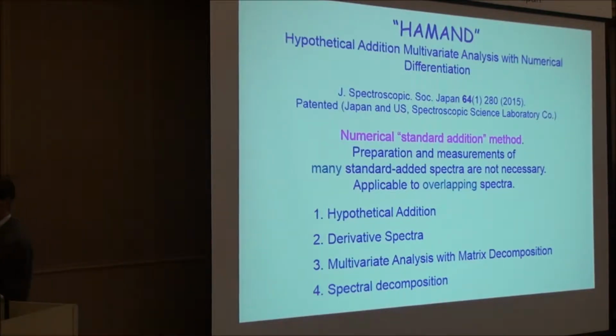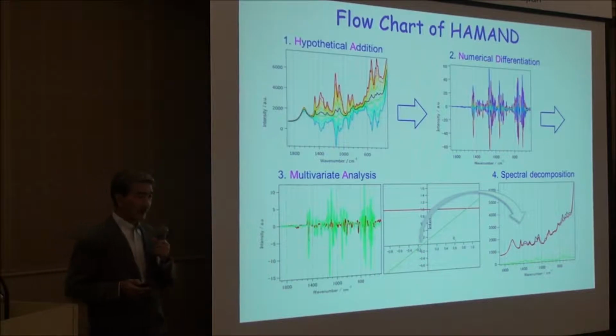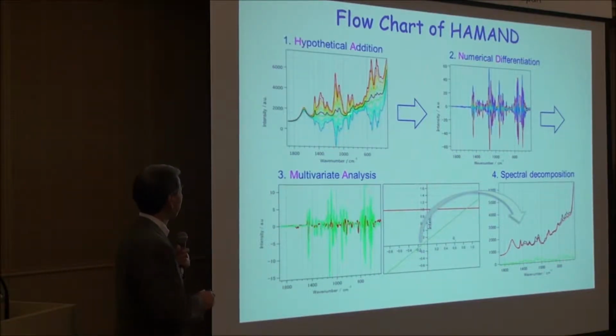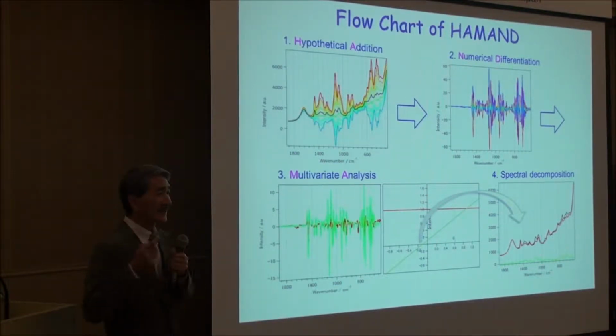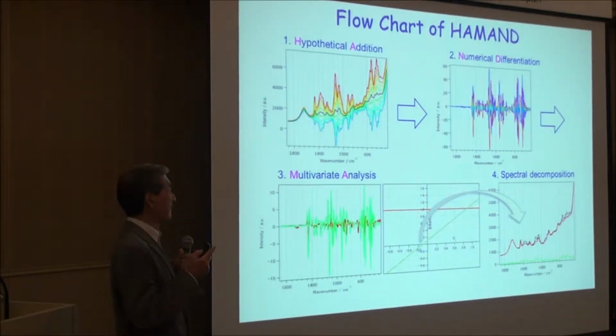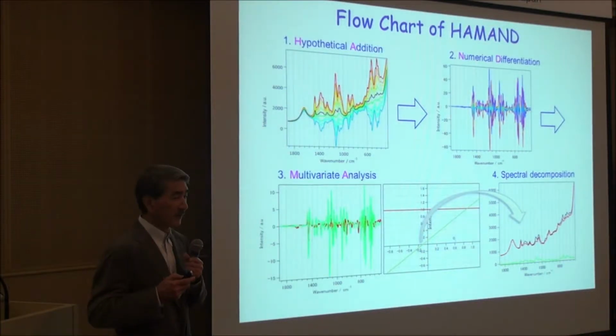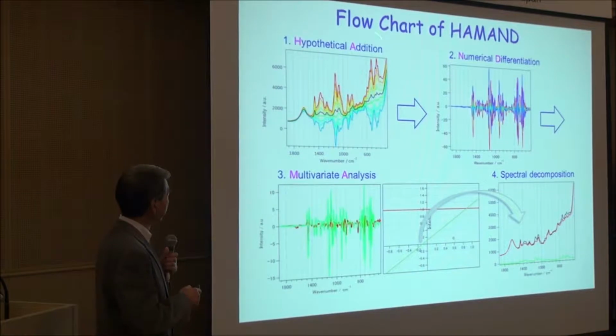I show you the flowchart of HAMAND. So here, black is the observed spectrum, and we hypothetically add a known target spectrum with different coefficients. So we produce, for example, 1,000 spectra with 1,000 different coefficients. So we get 1,001 spectra like this. And then we do the numerical differentiation.